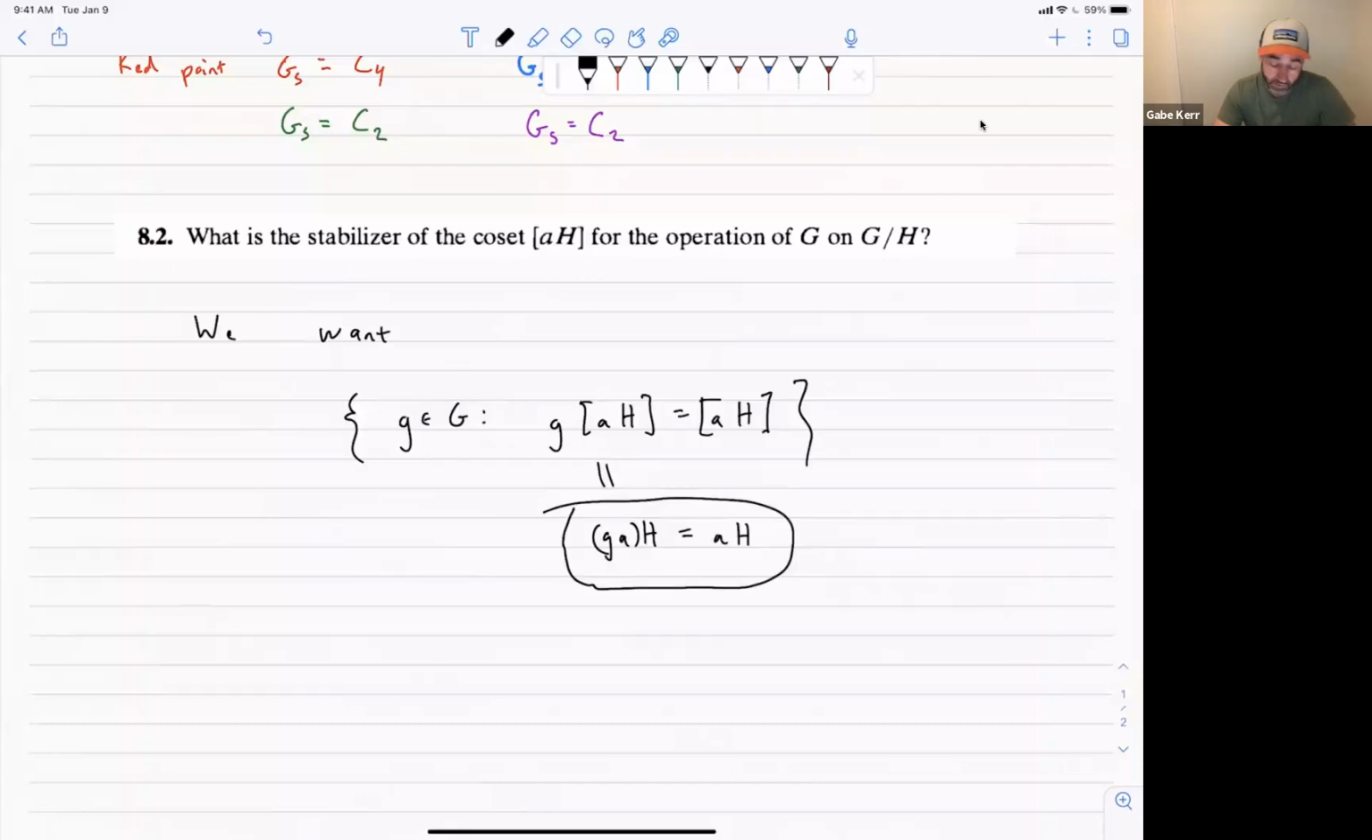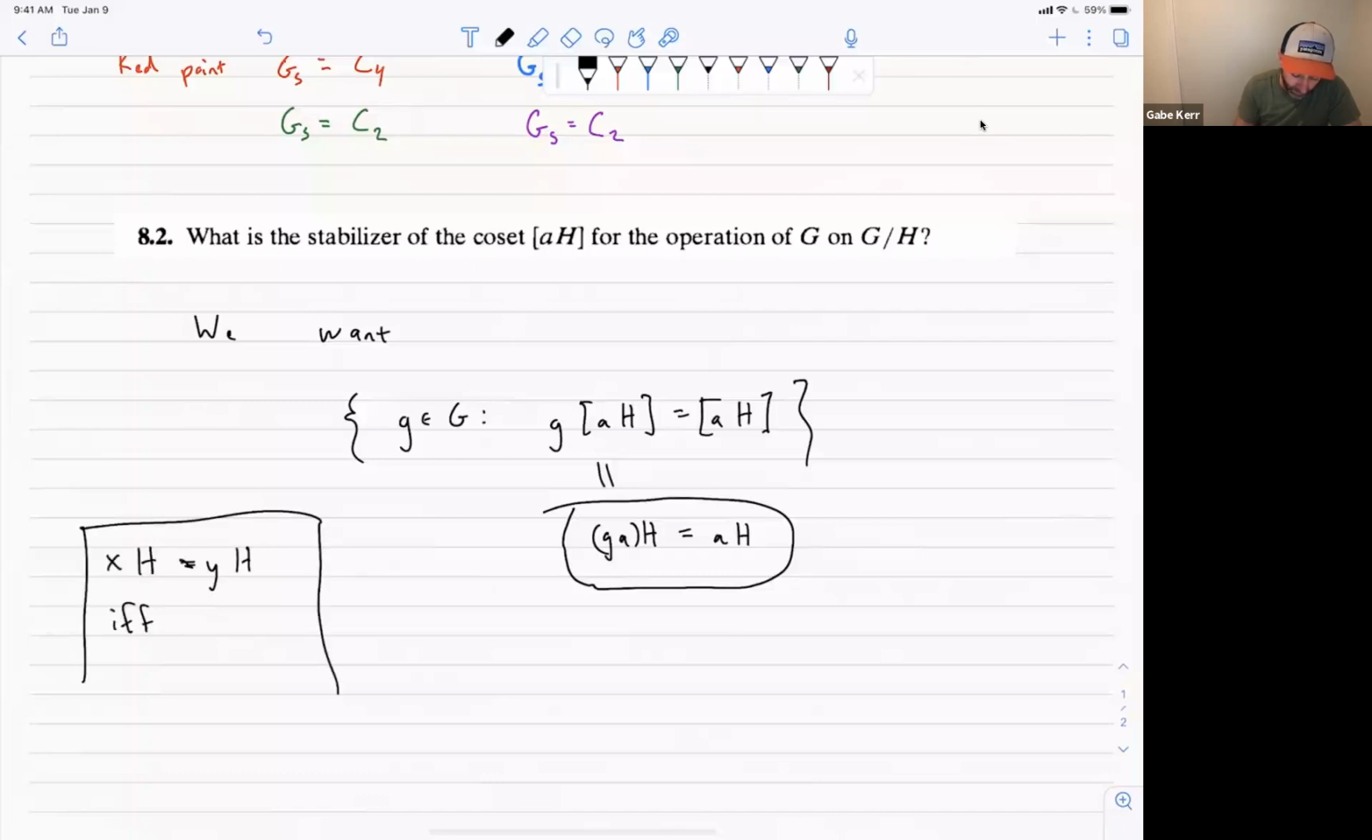So if I have two left cosets, let me ask this question. When is this true? We have had a criterion for this. This is true if and only if what? Two cosets are equal if and only if what?